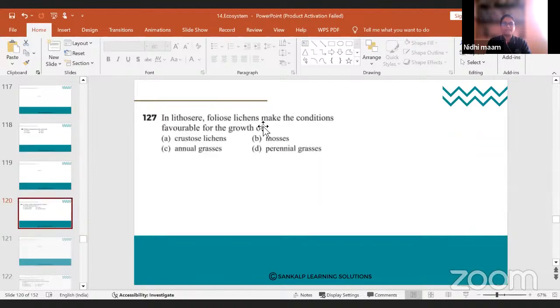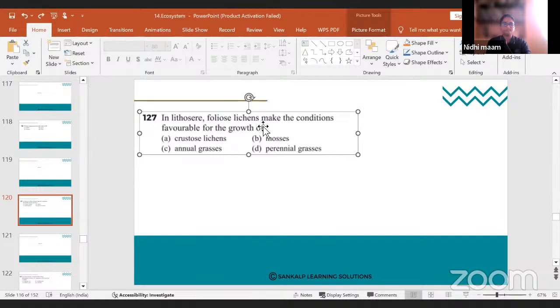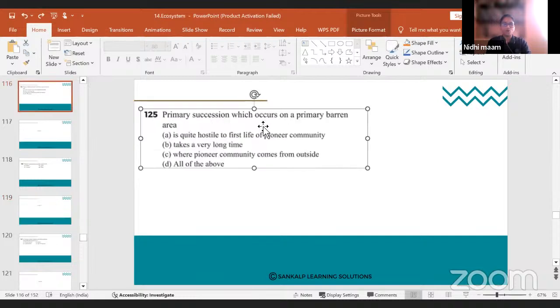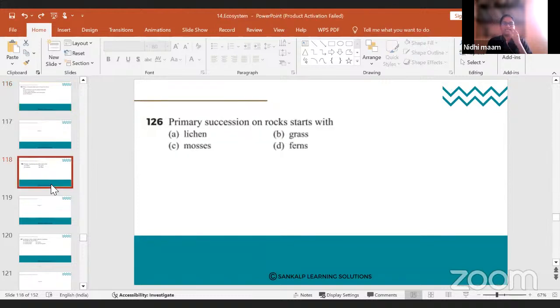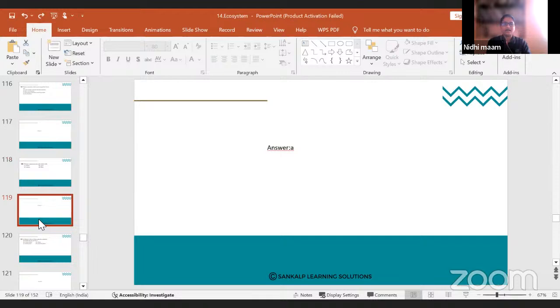Next question. Primary succession on rocks starts with A, lichen, B, grasses, C, mosses, D, ferns. Ganesh and Mahesh are active on YouTube. Pavitra, Kavya, Tasmiya, Ramya. Yes, good. So the right answer for this question is option A. Option A is the right answer, right?